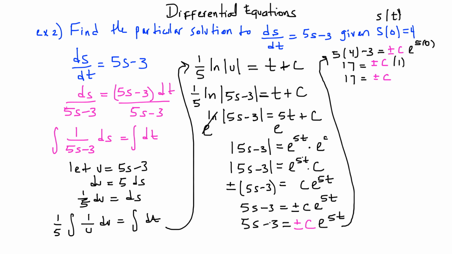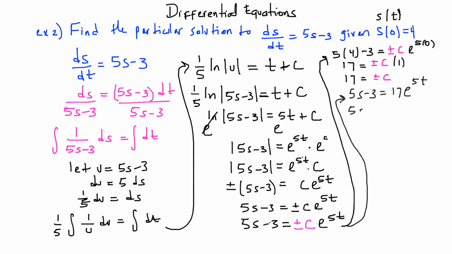You just want to say, hey look, this plus or minus c is equal to 17, so then let's rewrite the original equation, which is down here, or the solution. And then let's write out 5s minus 3 is equal to plus or minus c, which was 17, e to the 5t. Okay? That's how it works. It's just a direct substitution for plus or minus c. And now we can find s.